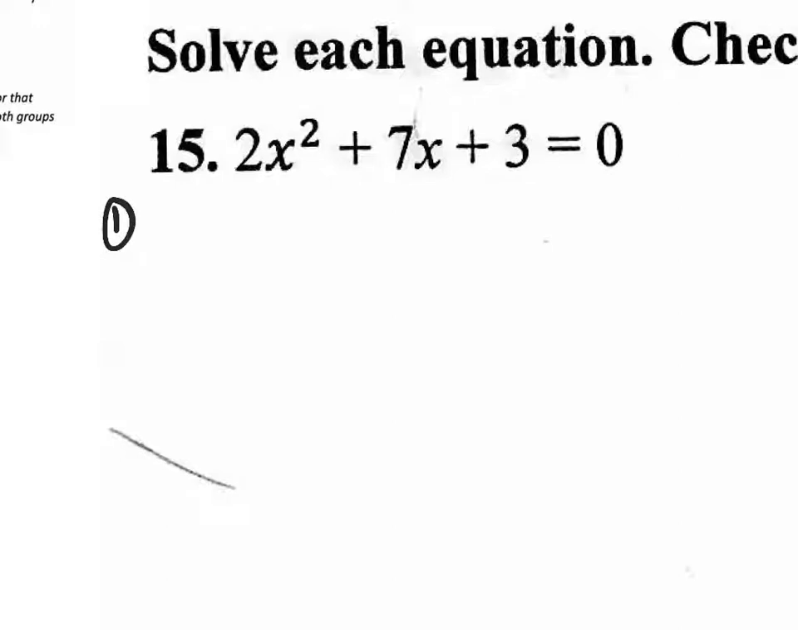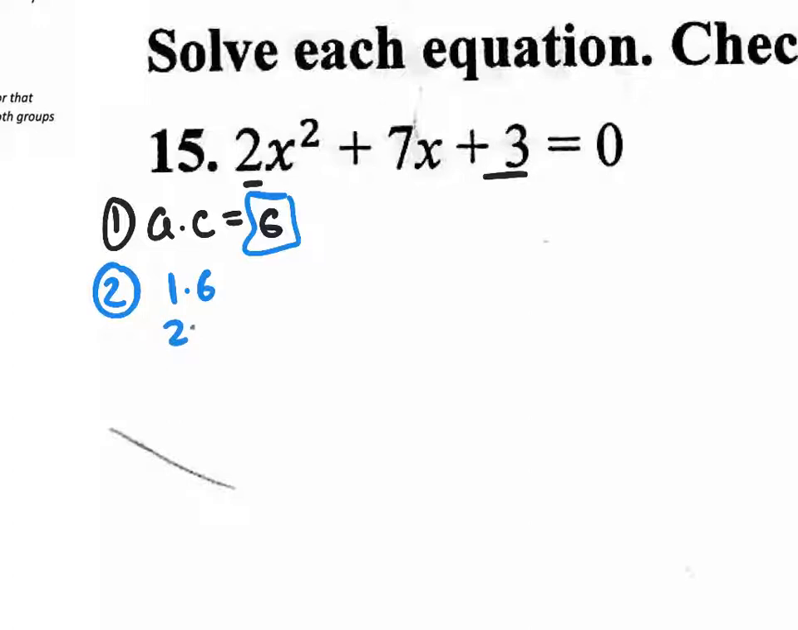Step 1, multiply a times c. So a times c is 2 times 3, that would be 6. Step 2, think of the multiples of 6, like 1 times 6 or 2 times 3, that combine together to give you the b value. The b value is 7. So obviously 2 plus 3 is 5, not 7. 1 plus 6 is 7.